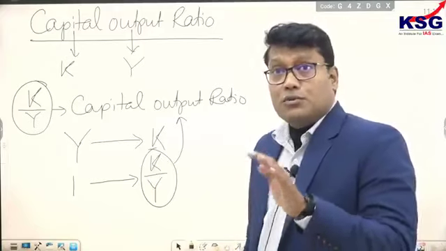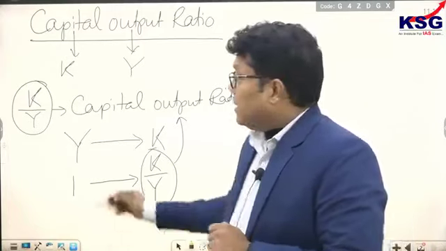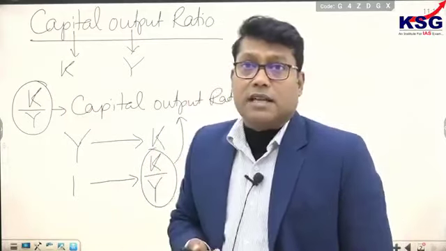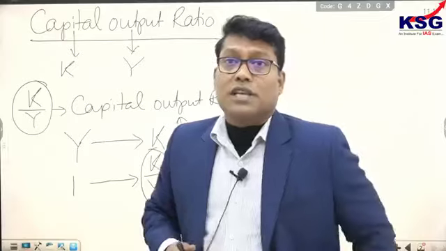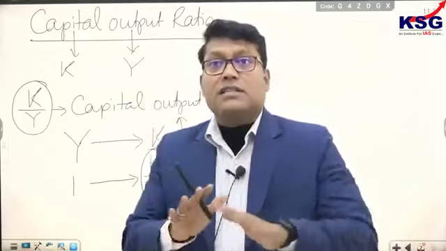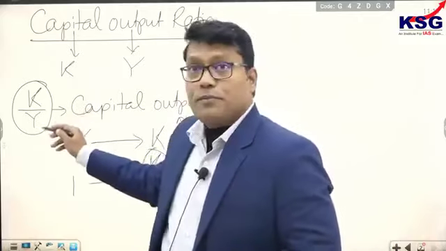Clear? You are already using it. Per unit output, you are using capital. And the capital output ratio is very important. It gives you another concept: suppose you want to say whether we are efficient or not, or whether this plant is more efficient or not, depending upon the ratio.